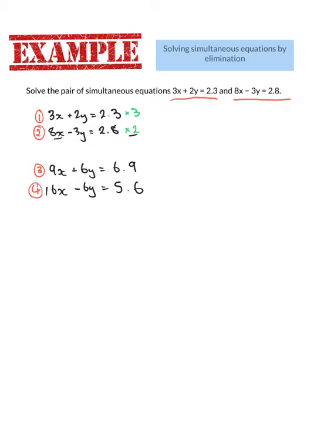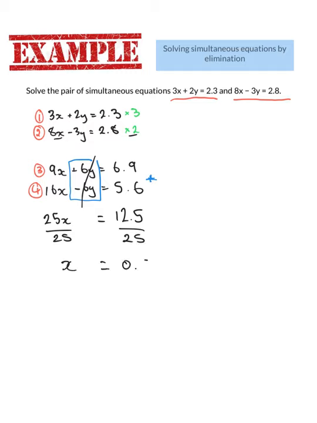Nice. Now can you see that these two variables are a positive and a negative? If we add these two equations together, we're going to eliminate the y. So let's do that. I like to just plus them straight together. So we get 25x, these are eliminated, equals 12.5. Now, the 25 is multiplying x, so we're going to divide both sides by 25 to get x on its own, so we get x is equal to 0.5.